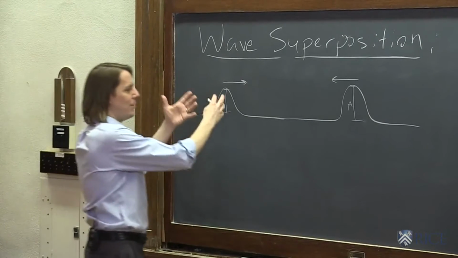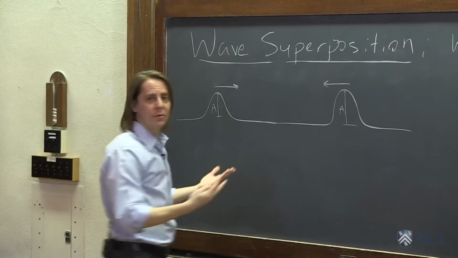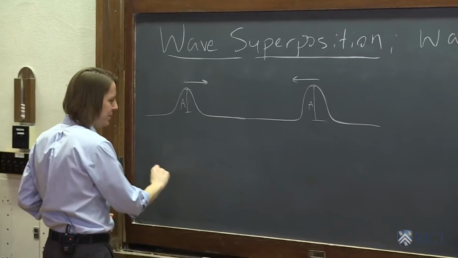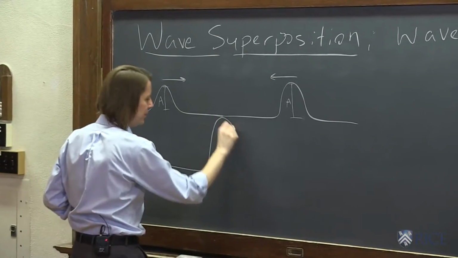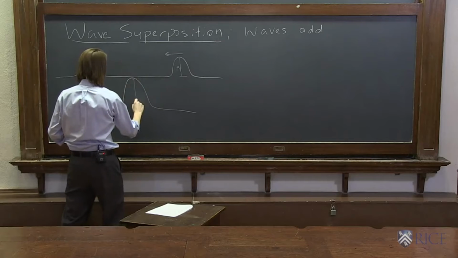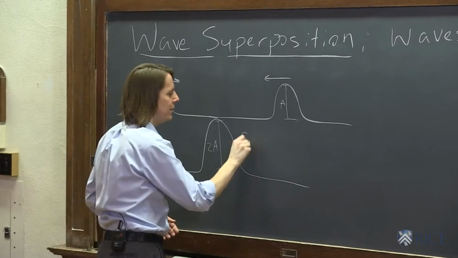Mathematically, if we had a function to describe this and a function to describe this separately, but if both occurred, we would just add the two functions. And if you added the two functions and plotted them, there would be a moment where it would look like this, right when they're on top of each other, where it would be at a height 2A, just for a moment.